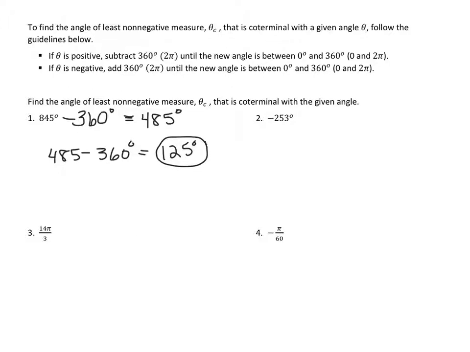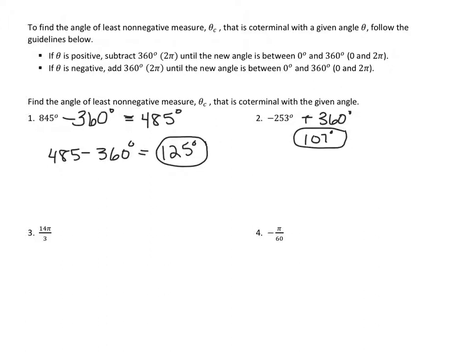And let's look at example 2. We have negative 253 degrees. We're trying to find the least non-negative, so we need to basically find the smallest positive angle. So since we have a negative angle, we're basically going to just add rotations. So let's add 360 degrees to it. If you add 360 degrees to it, you get 107. And that's good. That's what we're looking for because we have a non-negative angle, and it's in between 0 and 360 degrees.